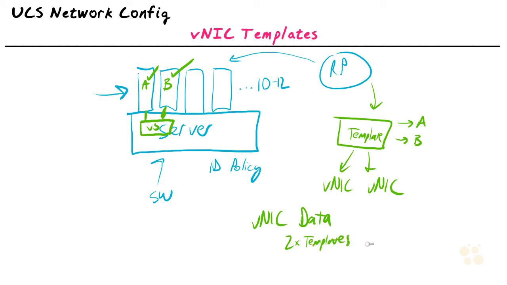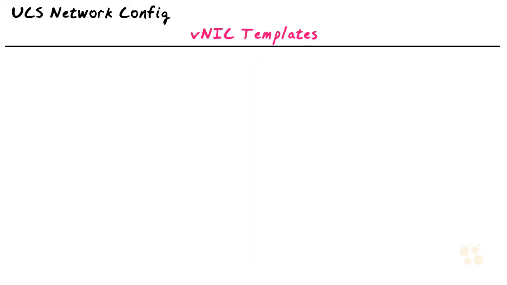Now for what's probably the most important concept within vNIC templates, and not just vNIC templates, but really other templates within UCS as well. Cisco defines for us two different types of templates. We have an updating template and we have an initial template. And these have very different properties and they're used for two very different purposes. So let's walk through an example to see how this works.